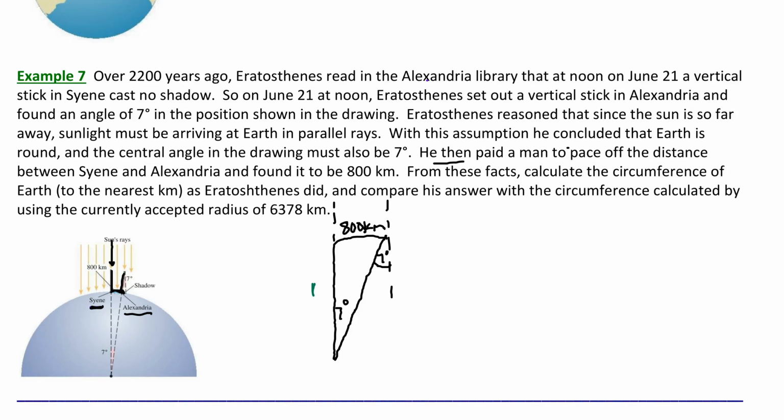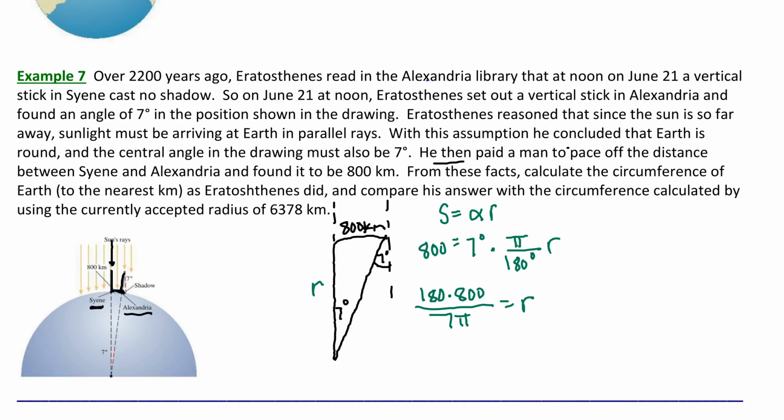So from our diagram here, we can calculate the radius of the Earth using our formula S equals alpha r. However, because alpha is given in degrees, we are going to need to convert it to radians. So we're going to take our 7 degrees and convert it to radians by multiplying by pi over 180 and then multiply by the radius r. And let's replace S with 800. Solving for r, we're going to have 180 times 800 divided by 7 pi to get the radius of the Earth.